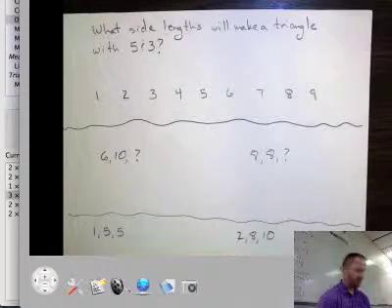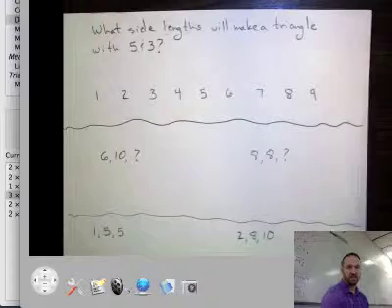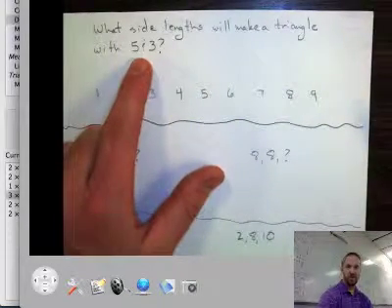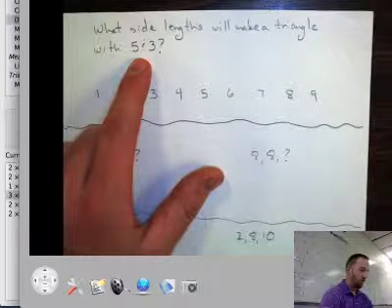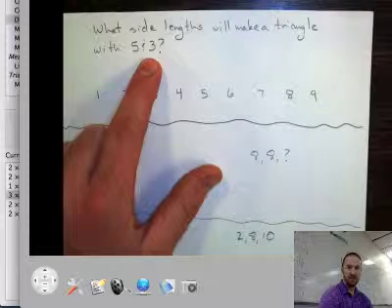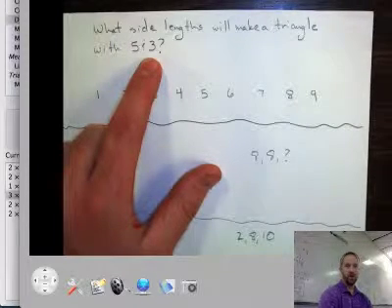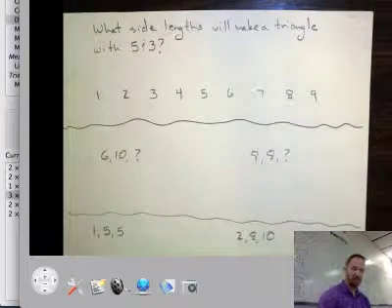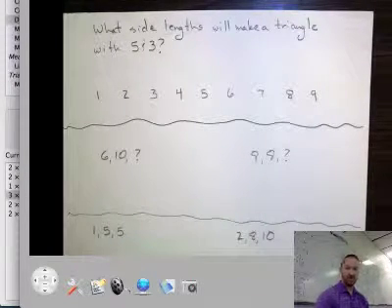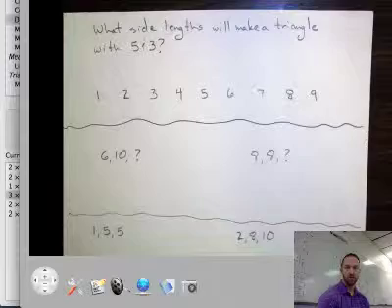So that's a question we're trying to answer, and to investigate that, let's start with a simple situation. Let's say we've got a triangle with sides that are 5 and 3 units long, and we want to know what lengths that third side could have. Is it anything? Is it only certain ones? If so, which ones? Let's see.